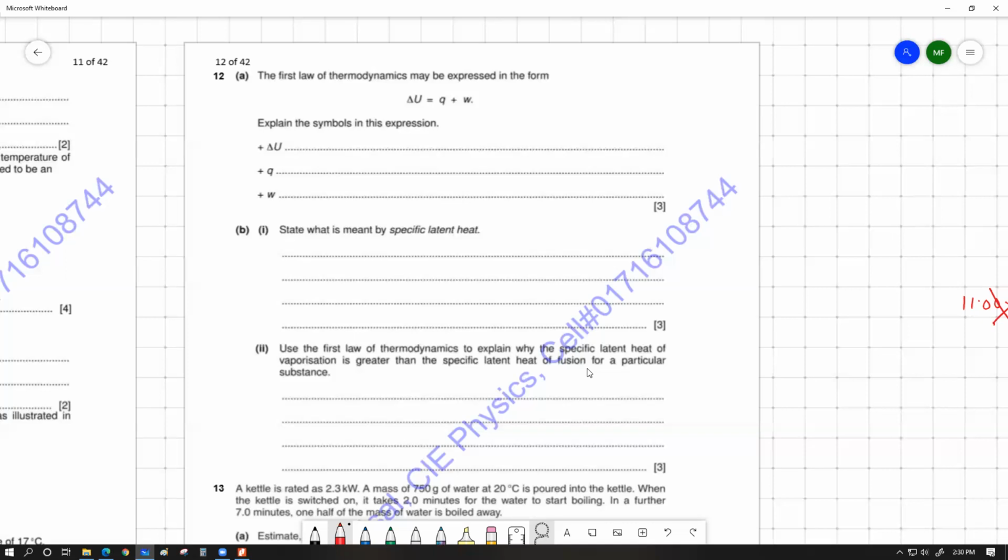Whereas in the fusion process, we only have to give enough energy so the particles can break free from their fixed three-dimensional structure by partially overcoming, you can use the word partially overcoming, or by loosening up, or by having a significant decrease in their intermolecular attraction force, but not completely overcoming it.